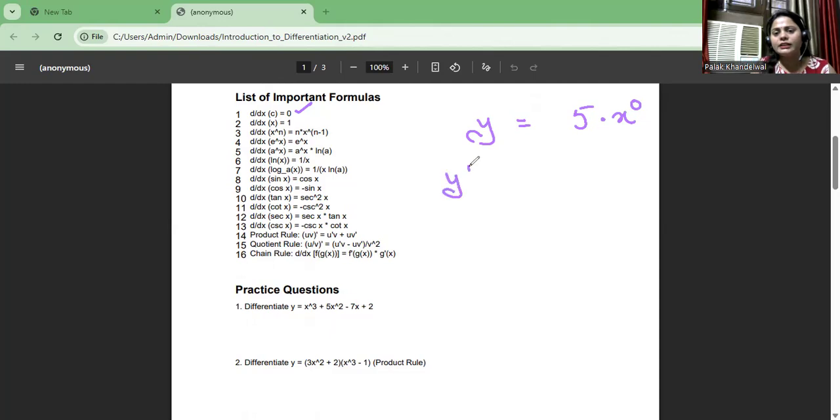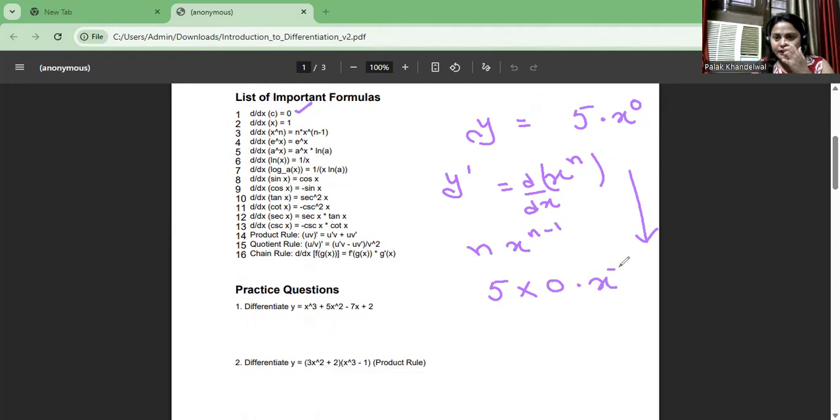Now this is a basic formula that we use in differentiation. If I have to calculate the derivative of y, what do I do? If it is x raised to power n and I have to calculate its derivative with respect to x, I will bring the power down and reduce the power by 1. If I apply the same thing here, this is 5. I bring 0 down and reduce the power by 1. Anything multiplied by 0 is 0. So by this I can conclude that the derivative of any constant is 0.